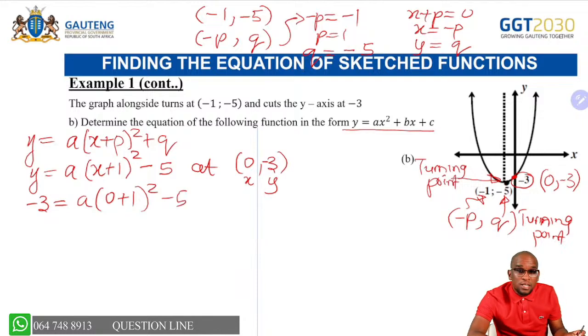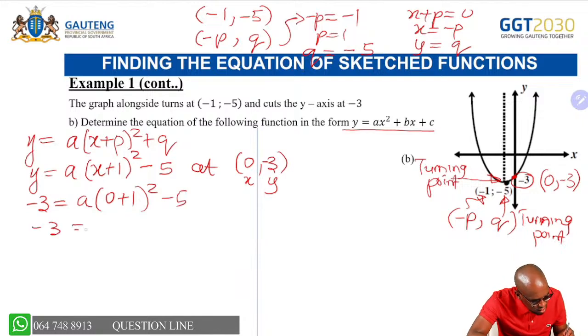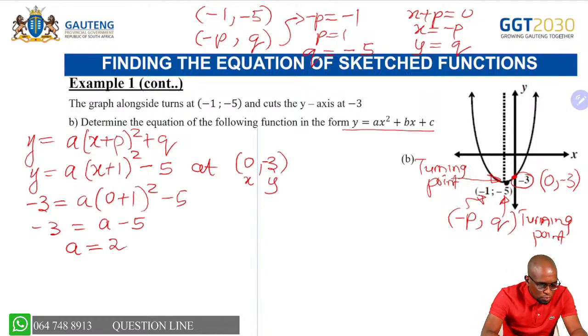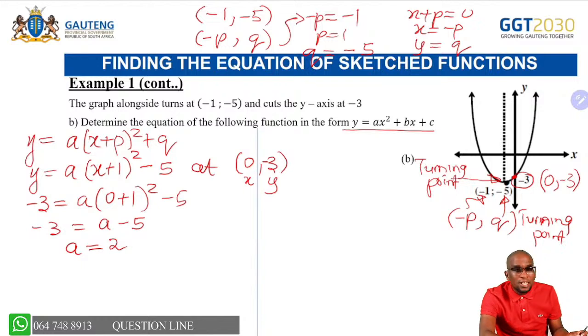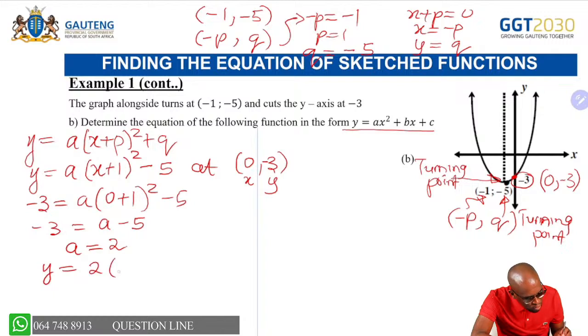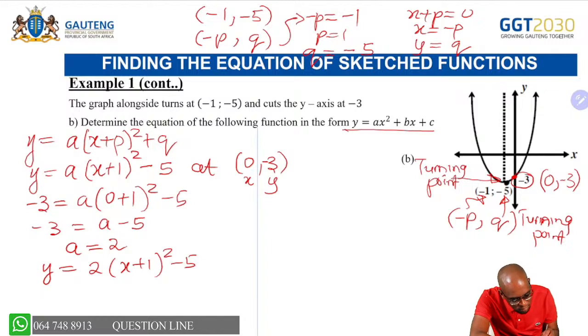So now we can calculate the value of a. Negative 3 is equal to, when you simplify 0 plus 1, you get 1 squared, which is 1, times a, minus 5. When you transpose the minus 5, that is, add 5 to both sides of the equation, you get that a is equal to 2. Therefore, y is equal to 2 into x plus 1 all squared minus 5.